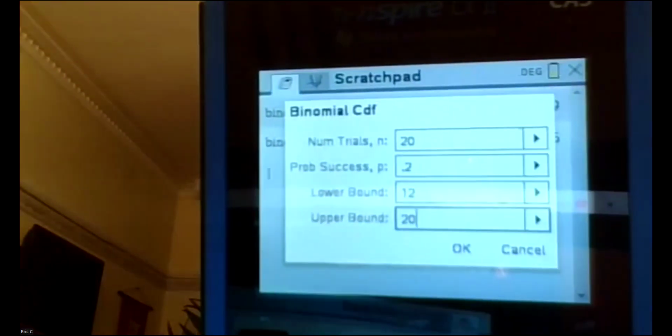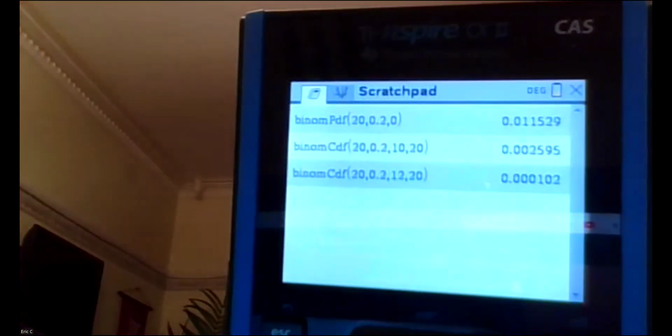And the last one is the conditional probability: the probability of x bigger than or equal to 12 over the probability of x bigger than or equal to 10. We just need to solve for the top part because we can use our answer from part B to help answer part C. So you go to probability distribution, and again go to binomial CDF. Then go for number of trials 20, p is 0.2, lower bound is 12, and upper bound is 20. This is for the probability of x bigger than or equal to 12. Then go for OK.